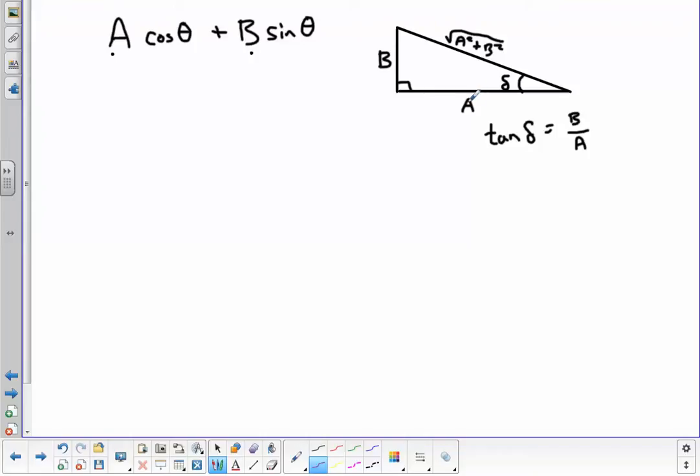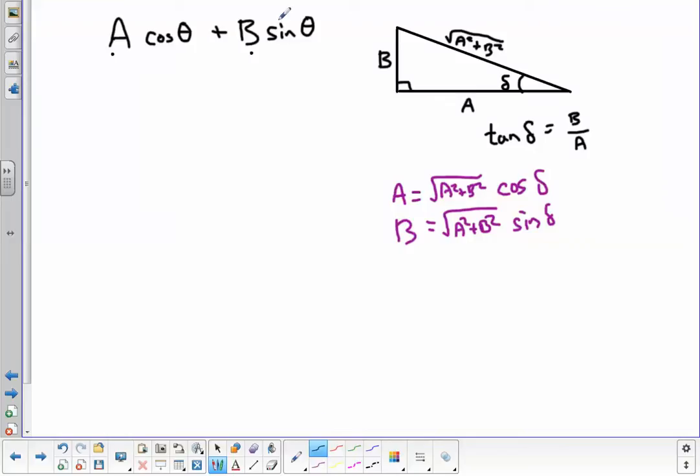Well then, now a is the adjacent side to delta, right? So a is the hypotenuse times the cosine of delta. And b, by the same token, is the hypotenuse times the sine of delta. So I've written my a and b, which were just two arbitrary numbers at this point, in terms of this one number times a cosine and times a sine respectively.